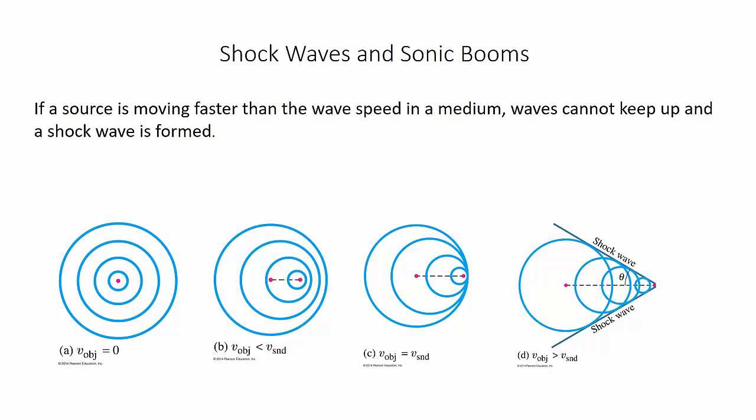If we take a look at these four pictures here, you will see the differences as the speed of the object or the source is getting faster and faster. Picture A, we have a stationary source, and of course it looks just like it typically does. It's symmetrical in all directions. Then as the source starts to move to the right, the wave front begins to pile up here and spread out behind it, as we talked about in the Doppler effect.